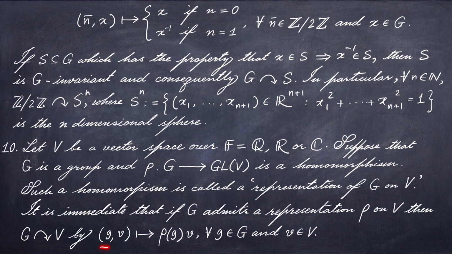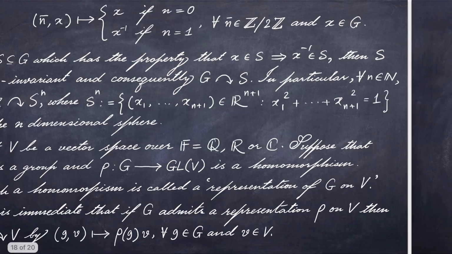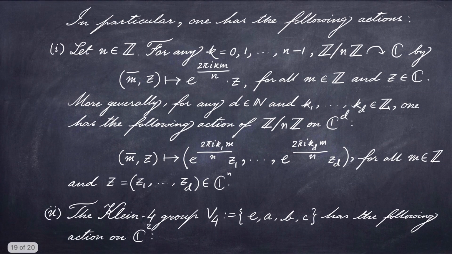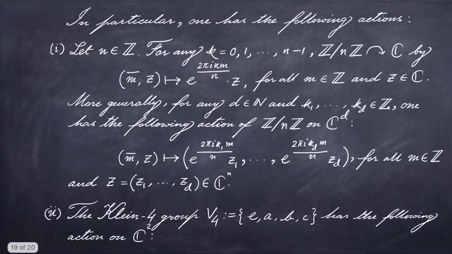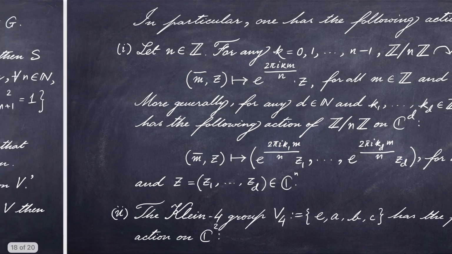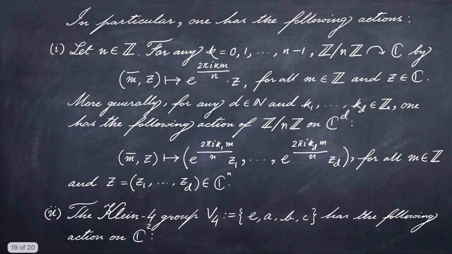So how is that defined? For any g and v, we send this pair to rho g of v. Also, one noteworthy point here is that for each g the map rho g is linear. So basically G acts on V by linear automorphisms. So as a special case of this, we obtain the following actions.